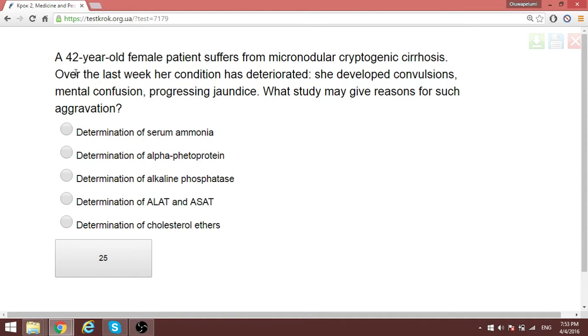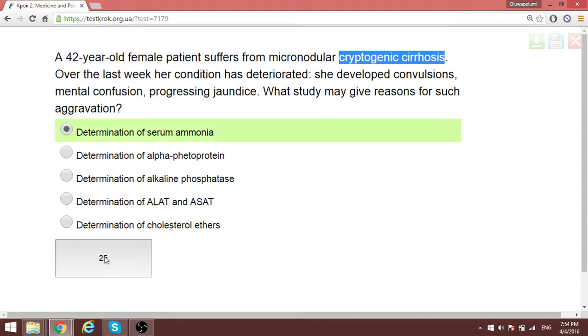A 42-year-old female patient suffers from micronodular cryptogenic cirrhosis. Over the last week, her condition has deteriorated. She suffered convulsions, mental confusion, progressing jaundice. So the question here is, since we are having cryptogenic cirrhosis, what is the link between the liver and the brain? Since they are far apart, that is ammonia. So we are talking of hepatic encephalopathy. So you determine serum ammonia.